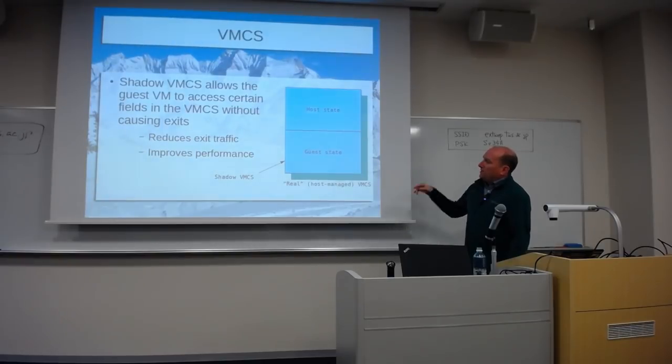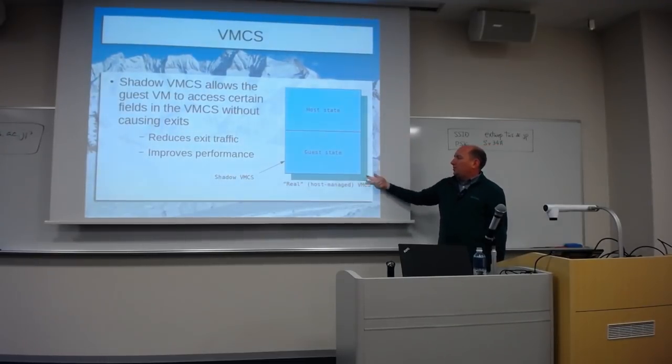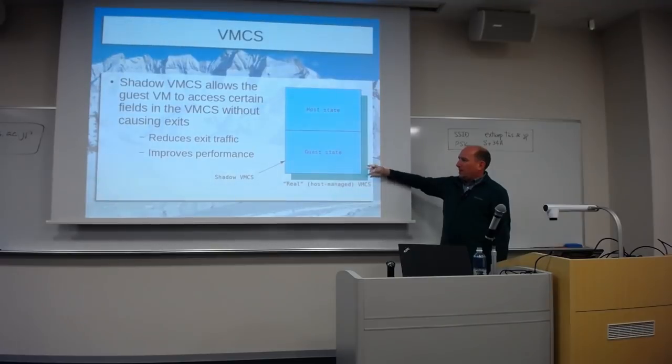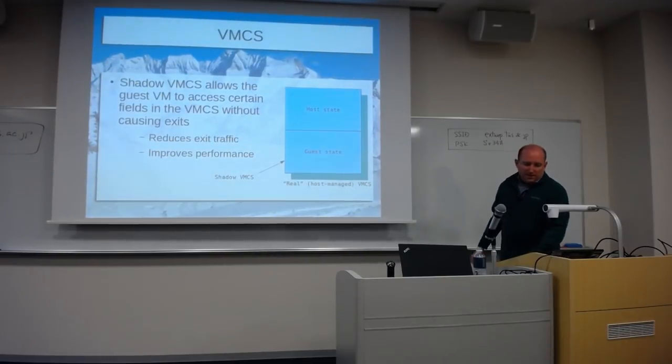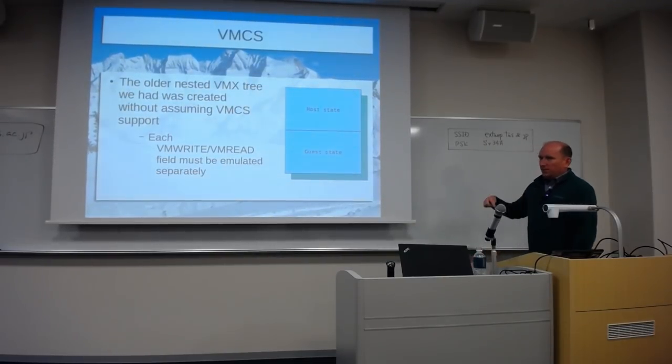And what this says is the guest VM can read and write whatever it wants, I don't care. Let it do whatever it wants to do. I set some fields in there that I care about, but other than that, I just let it fill in this data. And I can promote a shadow VMCS to a real one by flipping this pointer back and forth. What this does is it reduces exit traffic, improves performance, but it has the downside of what?